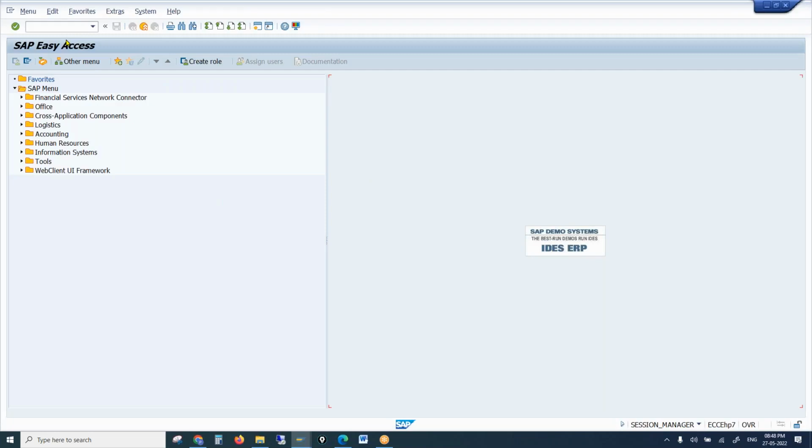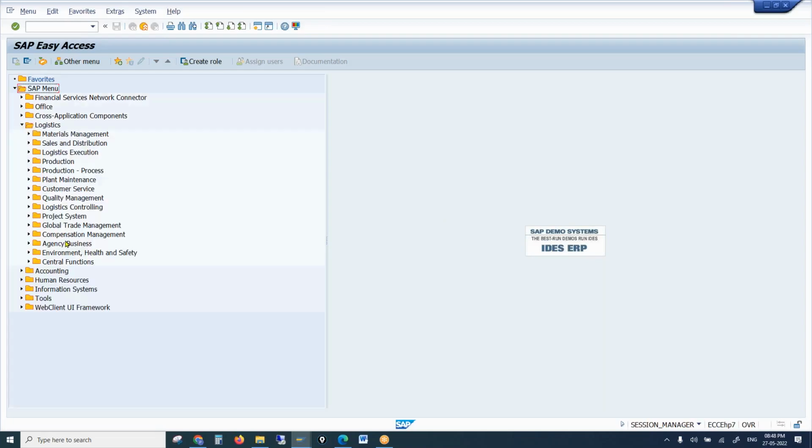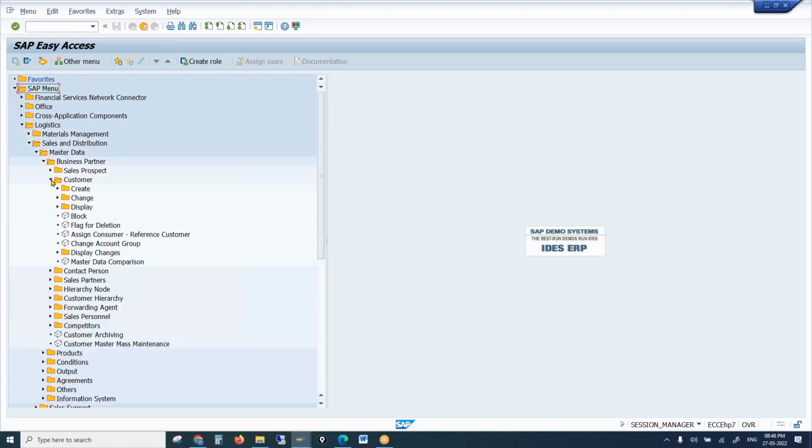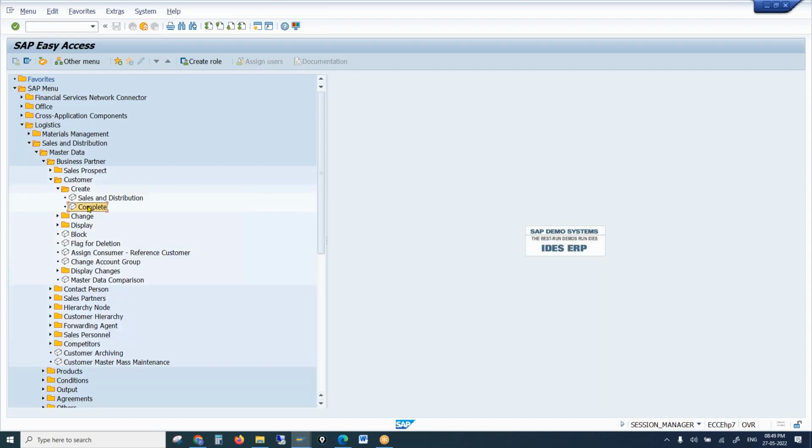By default, you will land on this screen, and this is called SAP Easy Access. Only end users will have access to this screen, so they can create master data and transactions here. Let's say I want to create a customer. This is called the menu path. We can drill down the menu path: Sales and Distribution, then Master Data, then Business Partner, Customer, and Create, Complete.